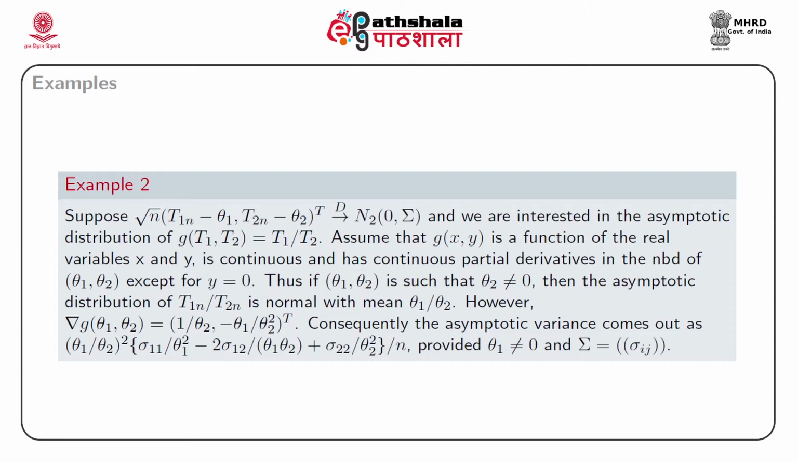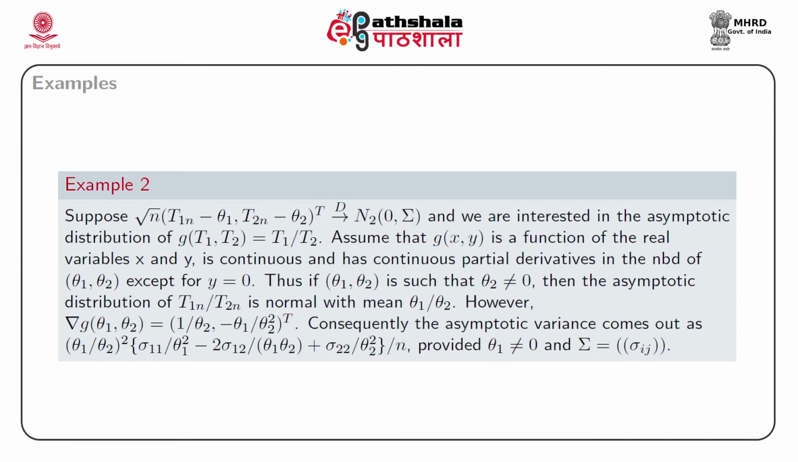Consequently, the asymptotic variance comes out as (theta 1 by theta 2) whole square multiplied by [sigma 11 by theta 1 square minus 2 sigma 12 divided by theta 1 theta 2 plus sigma 22 divided by theta 2 square] whole thing divided by n. Of course, this relation is defined only when theta 2 is not equal to 0, and sigma ij are the elements of sigma. So consider our next example.